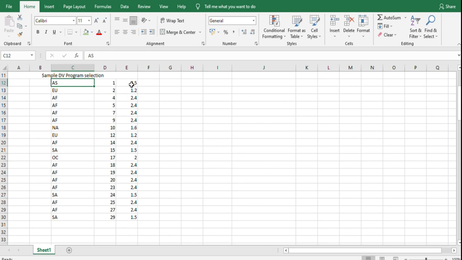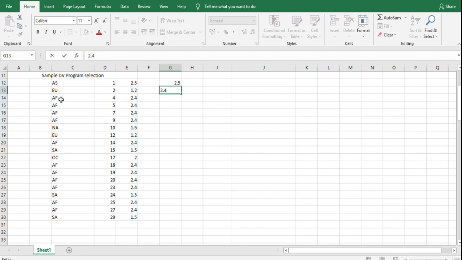So it will be 1 times 2.5, which is 2.5. Let's put it here. And then we have EU, we have 2 selectees from EU. So it will be 2 times the possibility of having a derivative, that is 1.2. So 2 times 1.2 gives us 2.4.